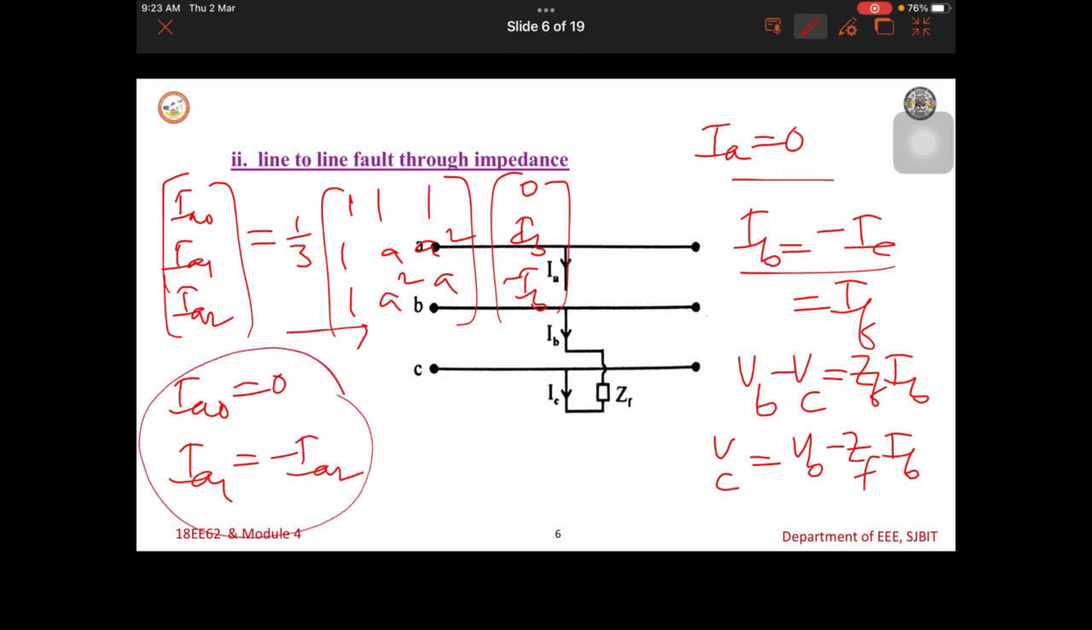If you multiply the matrices, you will get this. That means, in a line to line fault, in a sequence network, we do not have the zero sequence network, we have only the positive and negative sequence networks, and they are connected in parallel.